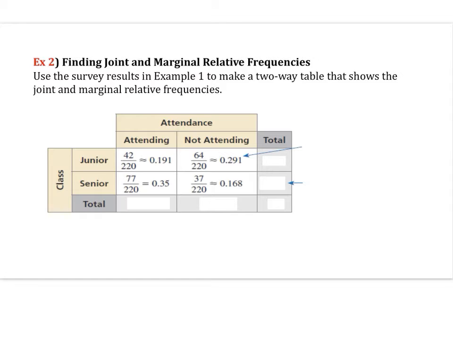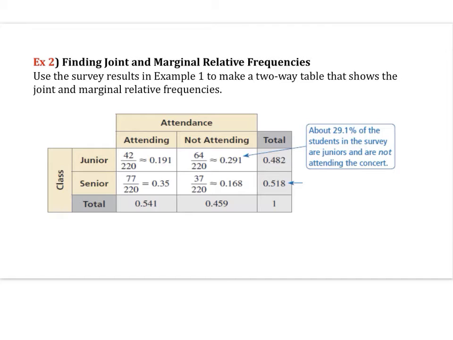Next, to find the marginal relative frequencies, you need to find the sum of each row and each column. So we add up our first column, and that comes out to be decimal 541. So you're adding the decimal 191 to the decimal 35 to get a total of decimal 541. You do that for each row and each column. And what we should see at the very end is the sum of rows and columns to be 1, which represents 100%.